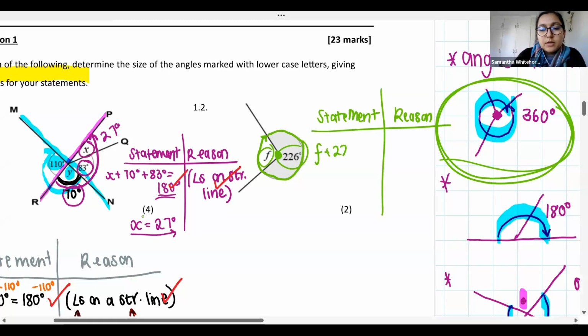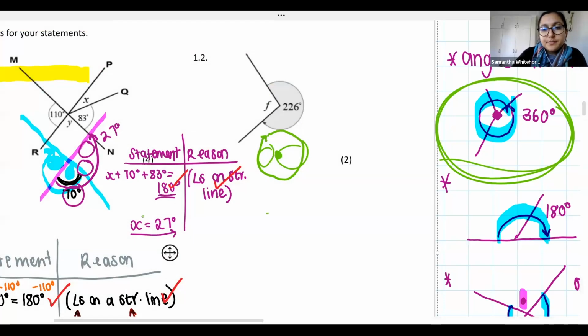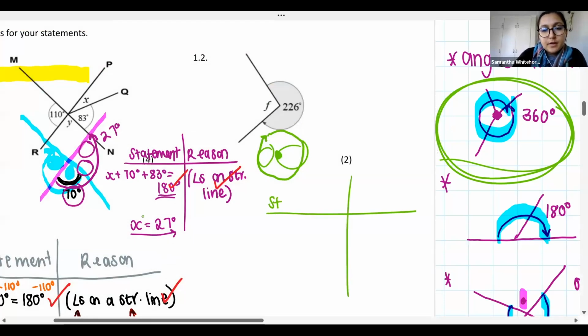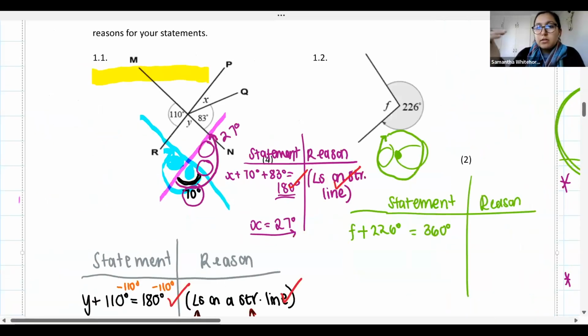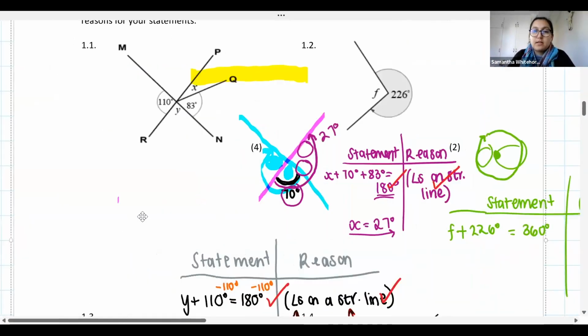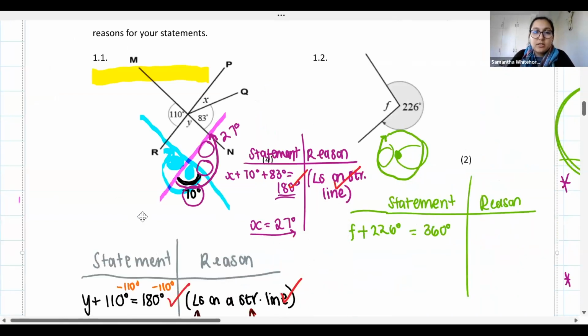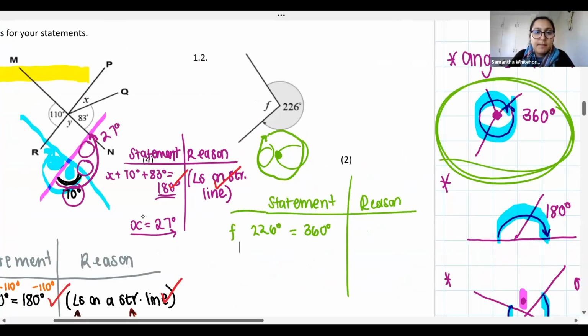So I can make my statement. I really don't like how much space I've left myself. Let me move. All right, there we go. So my statement again is F plus 226 degrees must give me 360 degrees. And the reason I'm able to make that statement is because I have got angles around a point. Things are just moving here, so give me 2 seconds to figure out why the technology is not working.